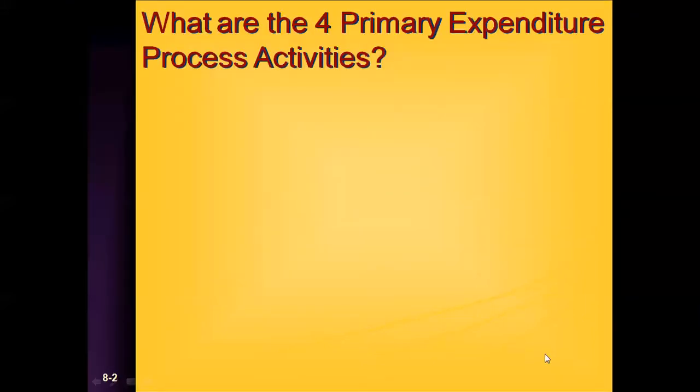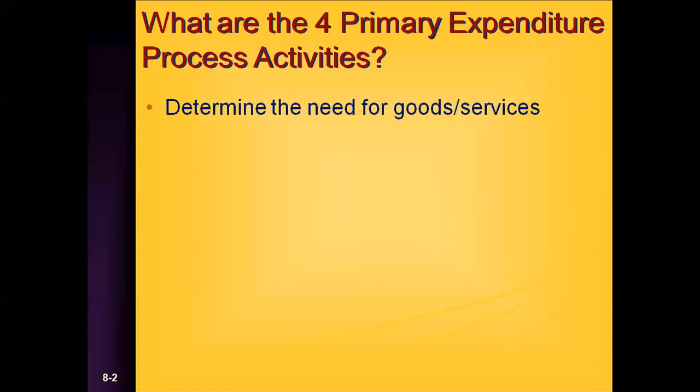Let's talk about, first of all, what the four primary expenditure process activities are. And as you might expect, they all fall in logical order. First is the determination of what goods and services you need. That is a good starting point, as you might suspect in a business. What do you have to buy and why?